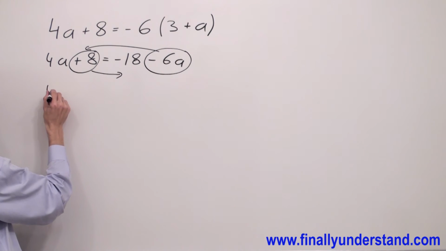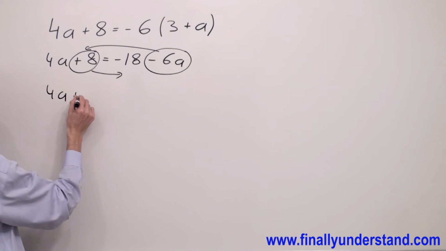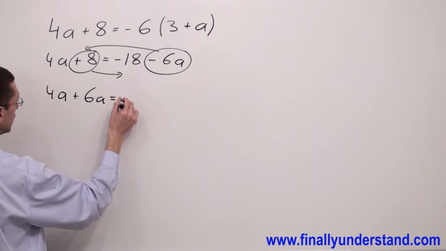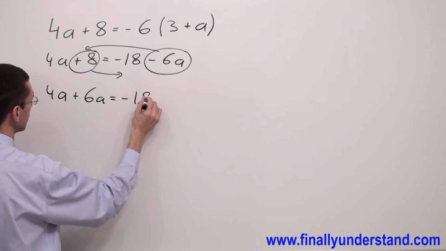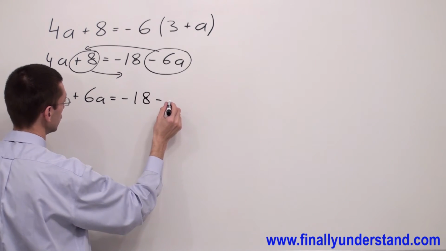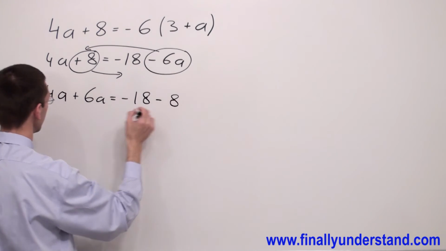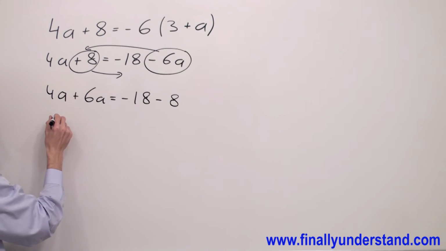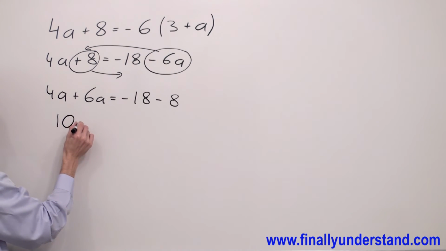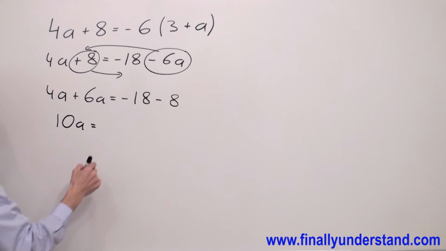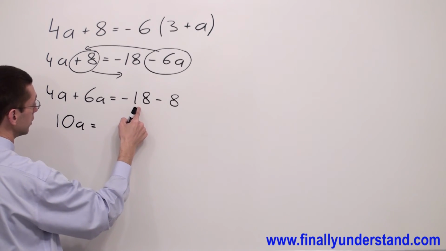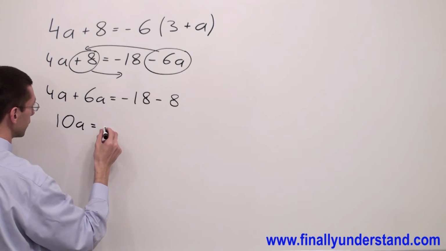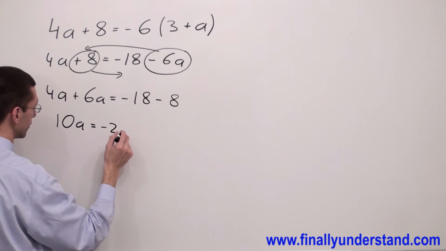And I'm going to have 4a plus 6a equals negative 18 minus 8. 4a plus 6a is equal 10a equals negative 18 minus 8 is equal negative 26.